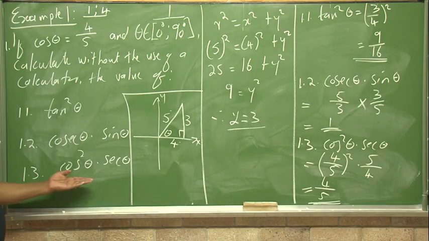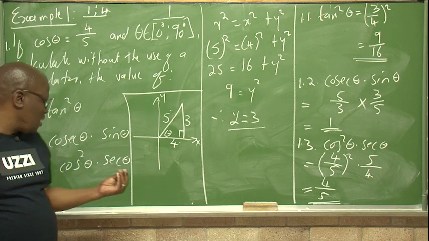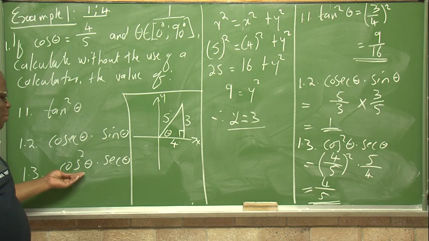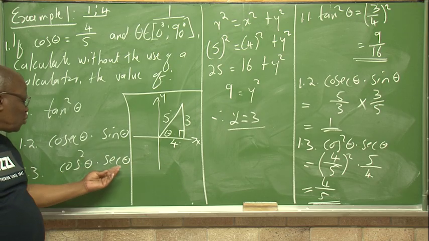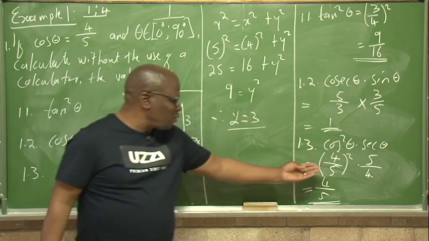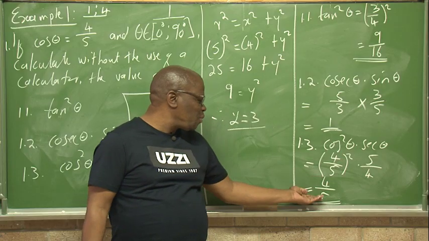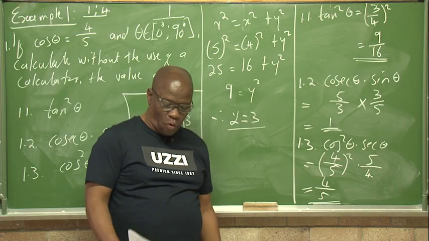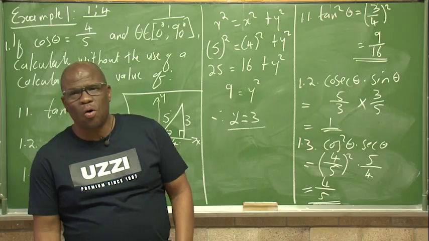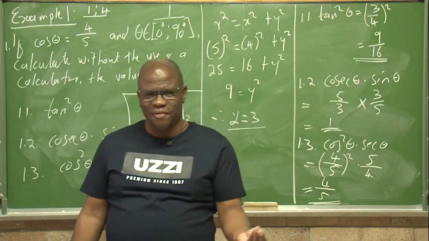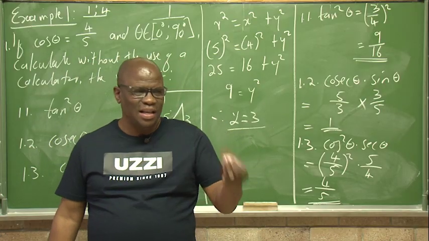So the last one, we had cos squared and sec theta. Cos, remember, by definition, is adjacent over hypotenuse. Secant, hypotenuse over adjacent. This is what we did here. And when we simplify the 2, we end up with the answer as 4 over 5. So these are called identities involving Pythagoras theorem.